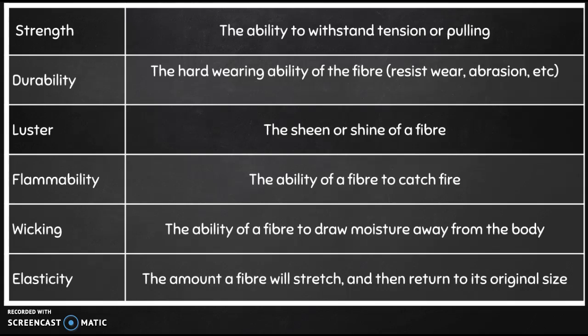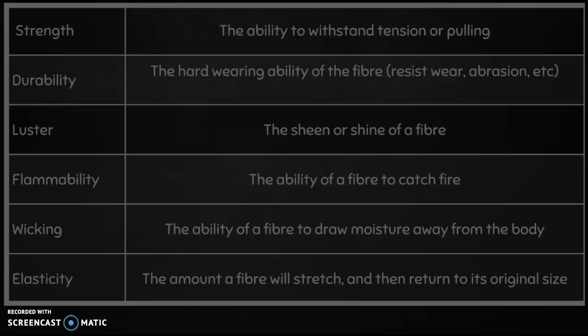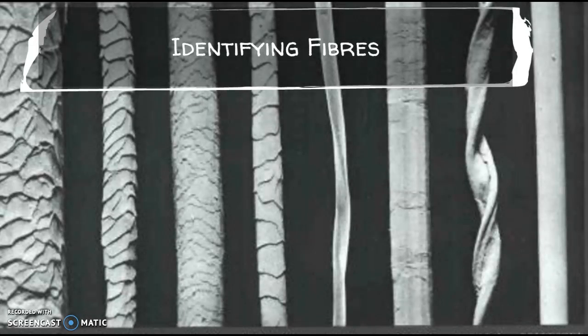Elasticity is also huge, so the amount a fiber will stretch and then return to its original size. So elasticity can be added or taken away from a fiber in order to do or not do what they want it to do. So identifying fibers, you can see here that under a microscope, all of these fibers look different.